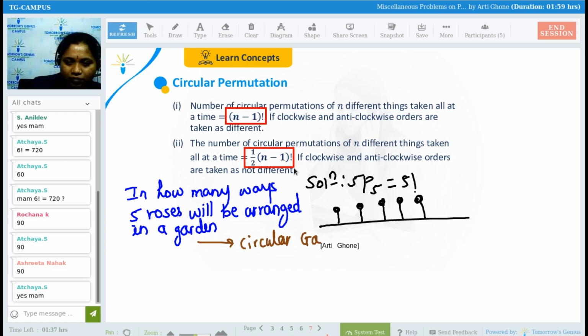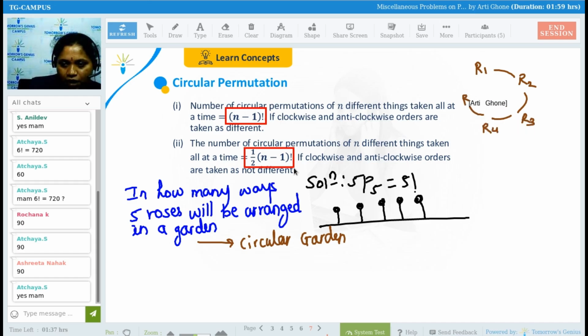What will be the answer? Now, pay attention. If I arrange R1, then R2, for the time being we are considering this arrangement. This can be any, R5. 1, 2, 3, 4, 5.